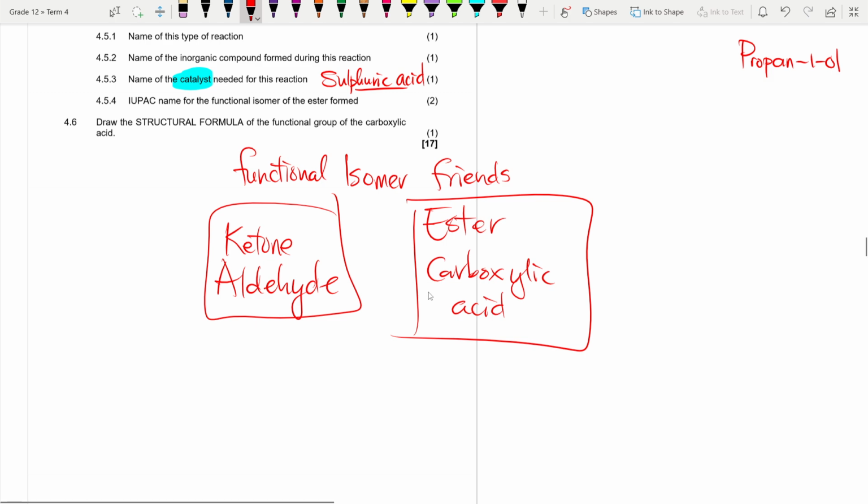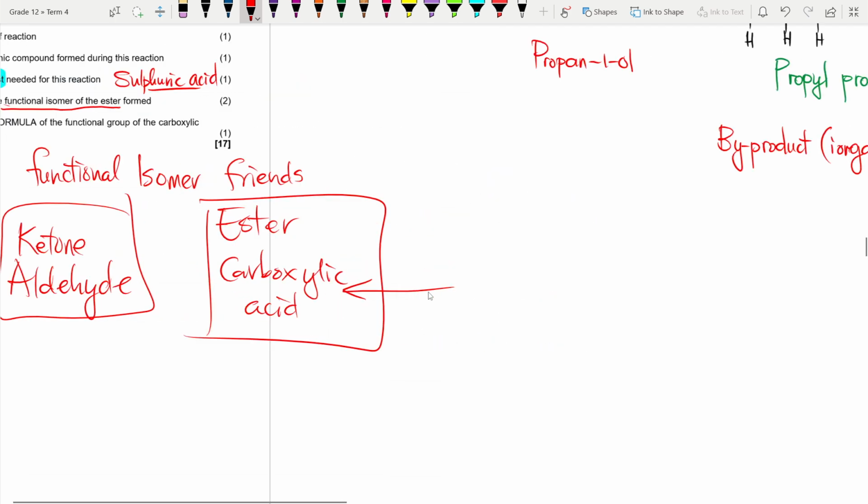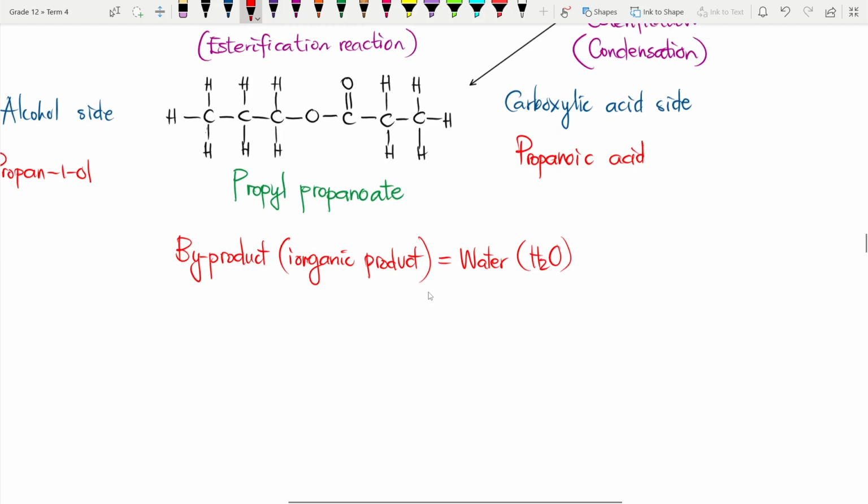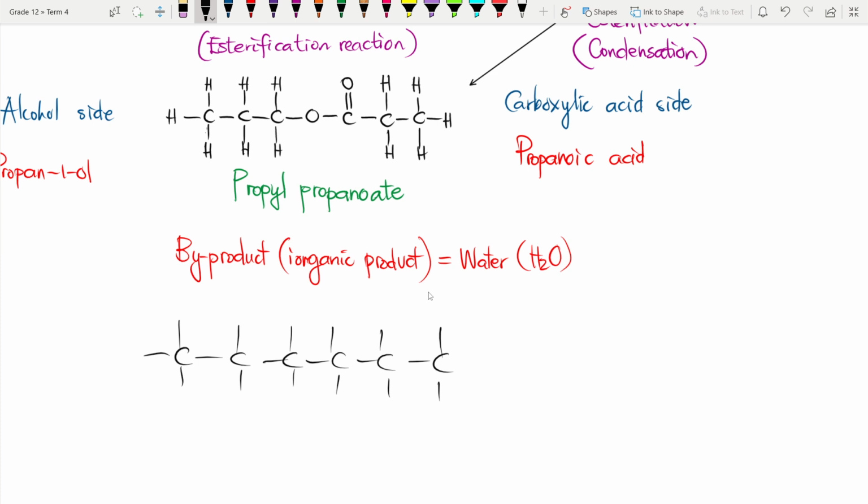So if they ask you what is a functional isomer of an ester, you always know that it's a carboxylic acid. Always. There's not going to be a change there. If they say what is the functional isomer of a ketone, you always know that it's an aldehyde. That's it. That's all you have to remember. So the functional isomer of the ester that I have here, I won't draw the full thing, but I'll show you what's going to happen. I do have notes on this, very good notes on the PowerPoints that I make.